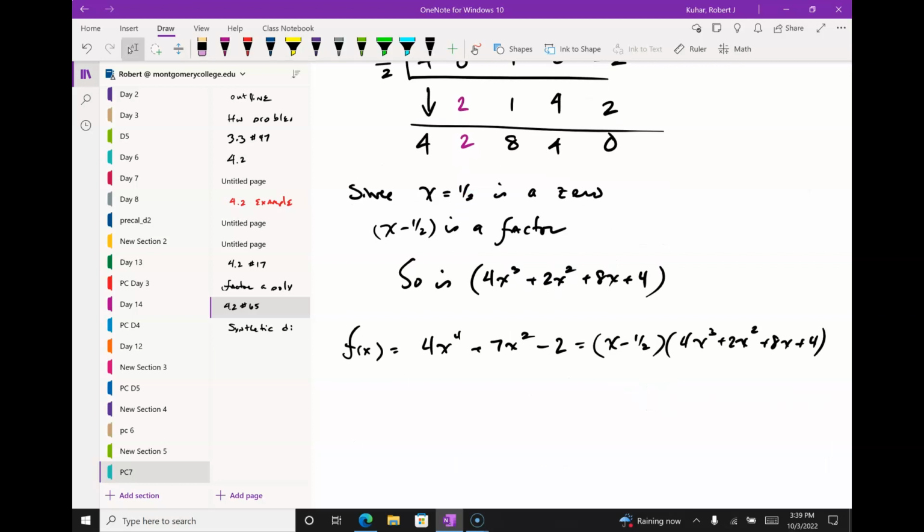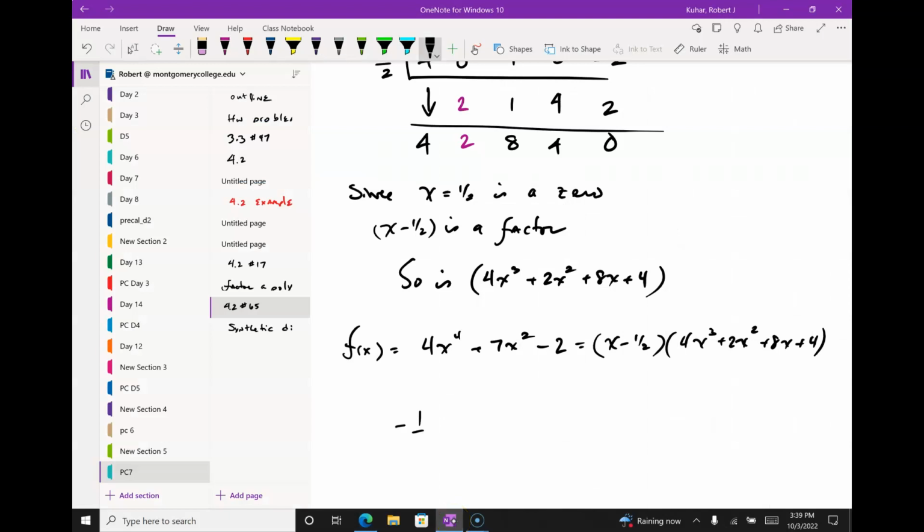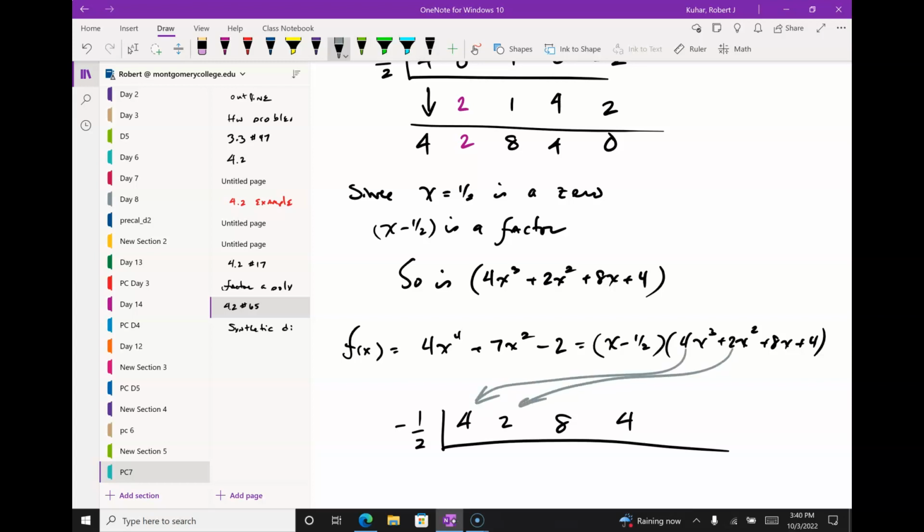Guess what? Rinse and repeat. Looking at my Desmos, I also see another 0. Negative 1/2. So I'm going to use my synthetic division with minus 1/2 and this depressed equation. You see that? I'm getting these coefficients now from this depressed equation, from this other factor.